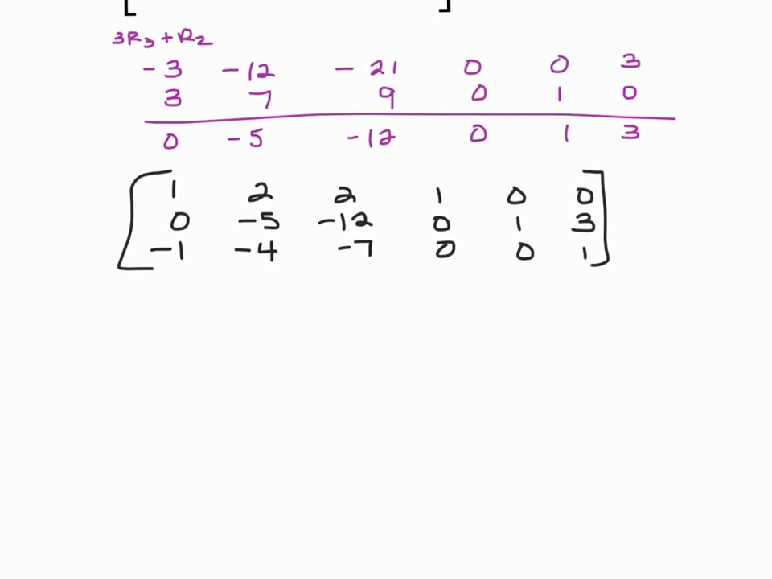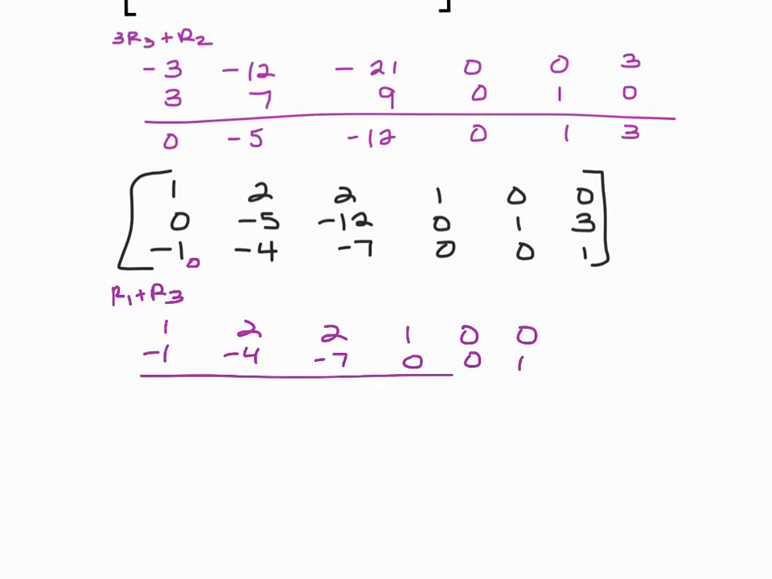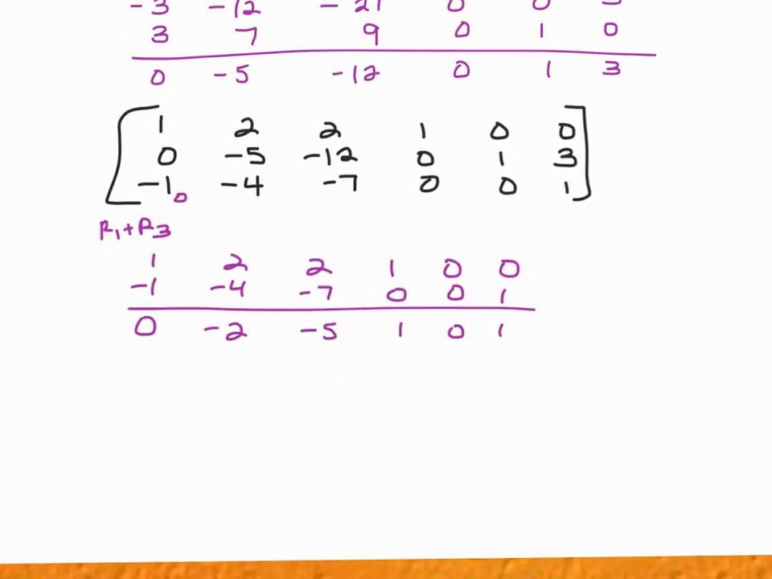Okay, then if we follow the pattern like we've been doing, we work our way down. We want a 0 where that -1 is. How many of you added row 1 and row 3? Okay, good. So 1, 2, 2, 1, 0, 0 plus -1, -4, -7, 0, 0, 1 gives 0, -2, -5, 1, 0, 1. That's going to take the place of row 3.